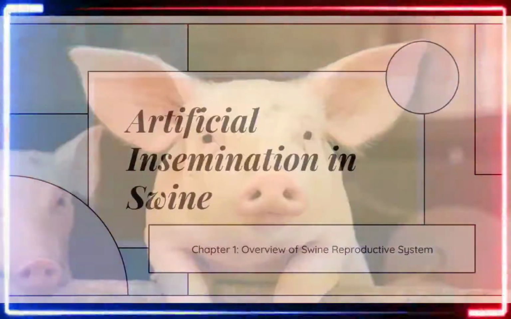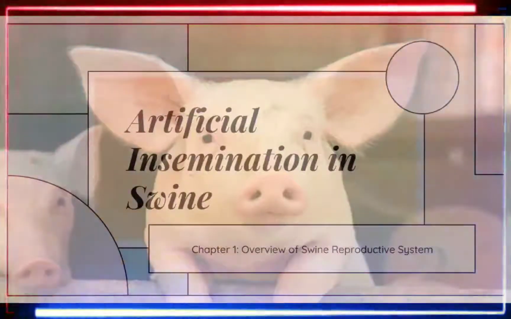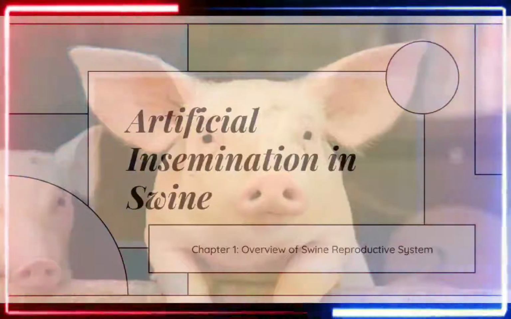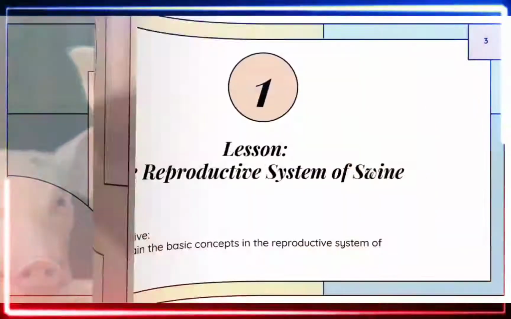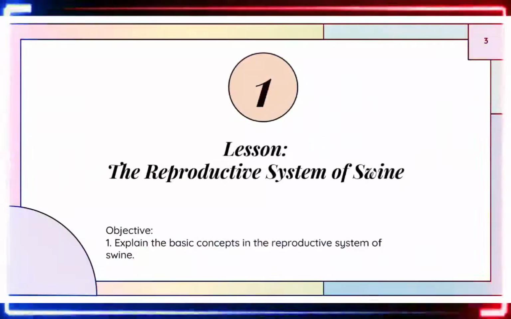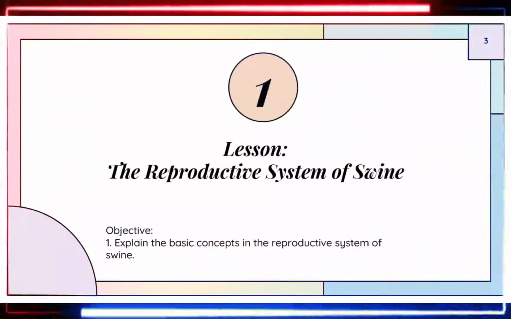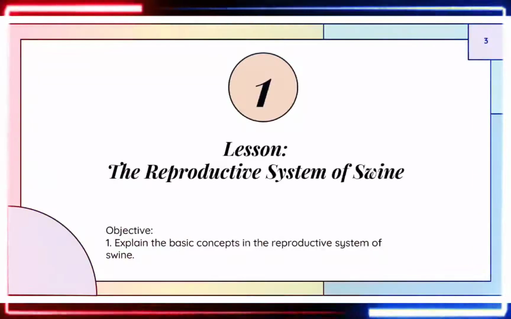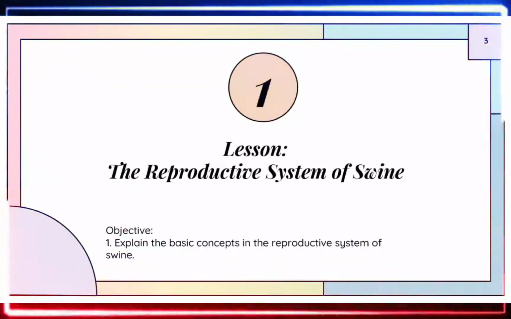Artificial Insemination in Swine. Chapter 1, Overview of Swine Reproductive System. Lesson number 1, the reproductive system of swine. The objective: explain the basic concepts in the reproductive system of swine.